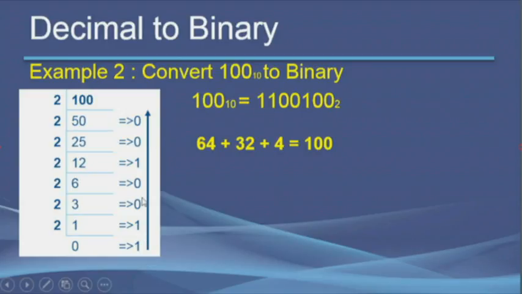1 1 0 0 1 0 0, the base is 2. Again you can double check your answer with position values. This is 4, this is 32 and this is 64, which means altogether you will get 100. So this is how you are going to convert binary to decimal and decimal to binary.